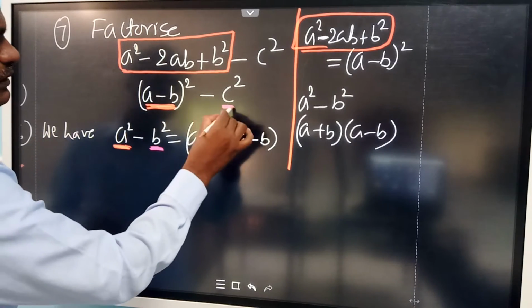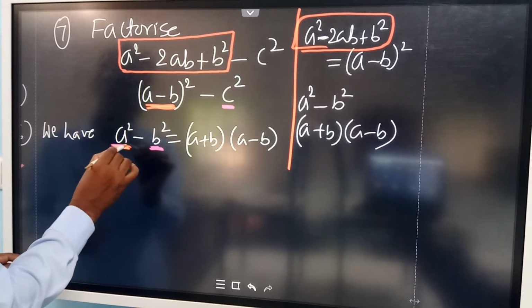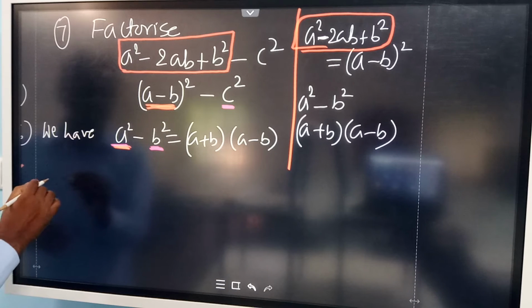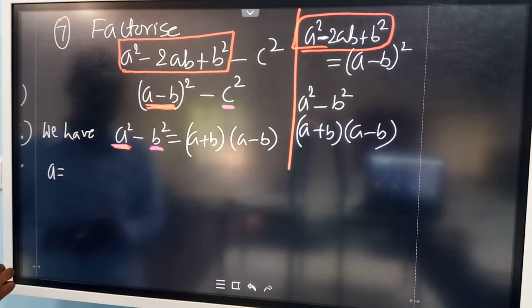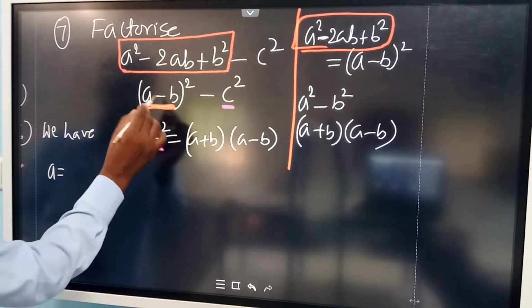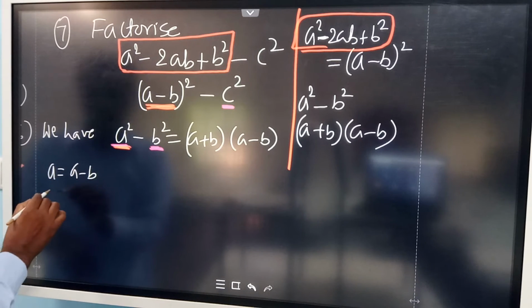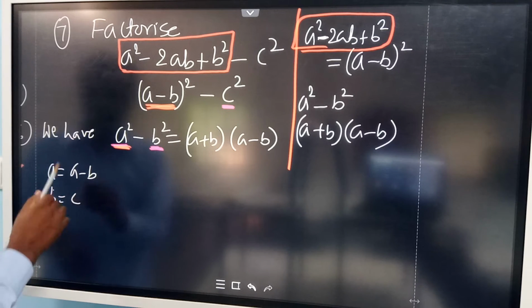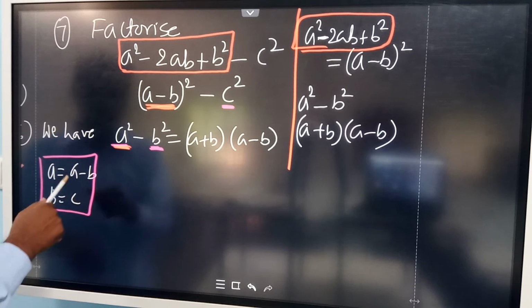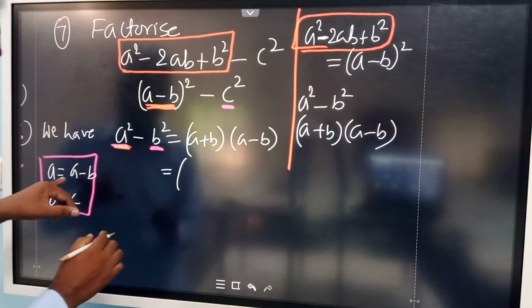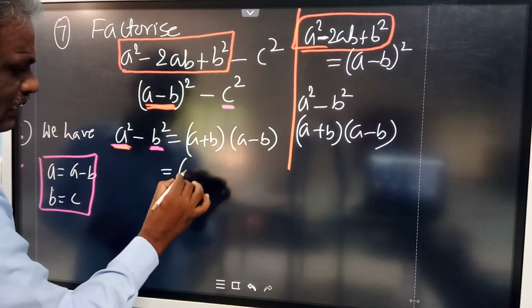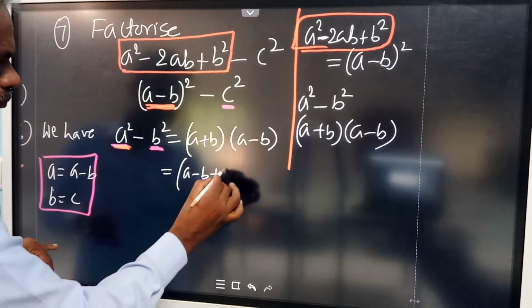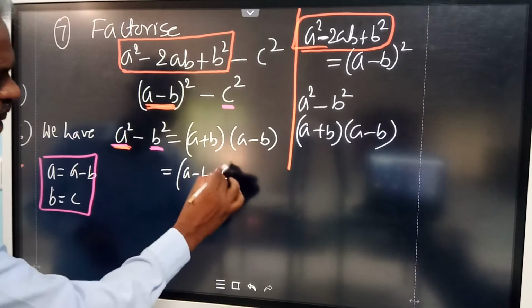Comparing this a with whatever is there inside, what is the a value equal to? A minus b. In place of a you should write a minus b. In place of b, what can you write? In place of b, c. Sir, write this in the formula. A value, in place of a you can write a minus b. In place of b, you can write plus c. Is it clear to all of you?